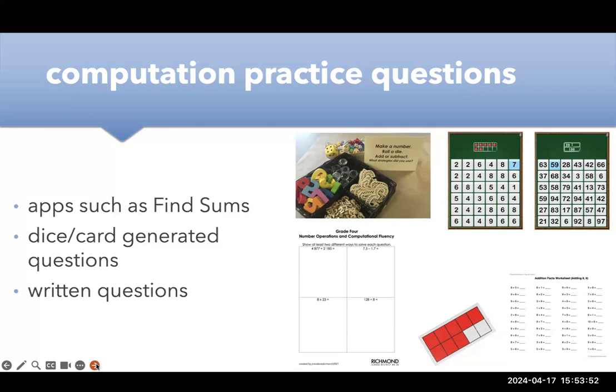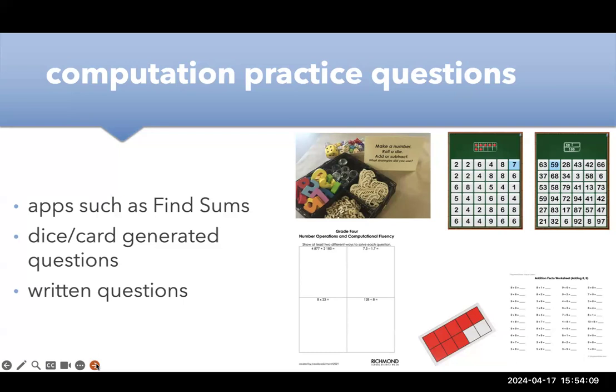I might choose a 3 and a 5, so I can either make 35 or 53. I put those down, and then I choose a dice. Again, I could choose a 6-sided dice, 12-sided dice, a 30-sided dice, building in that choice for students so that they can think about what numbers they need to practice and work with.